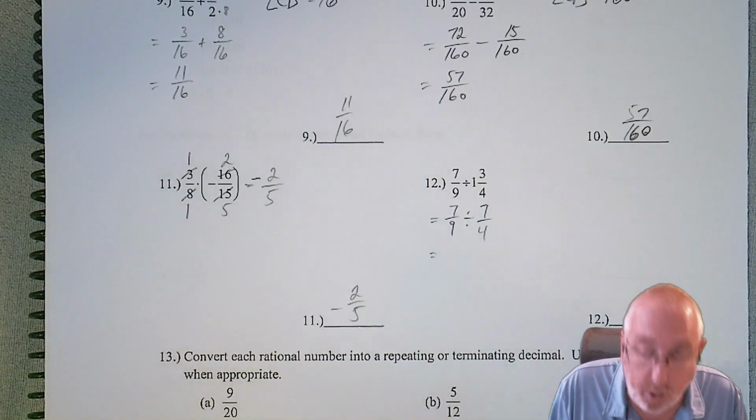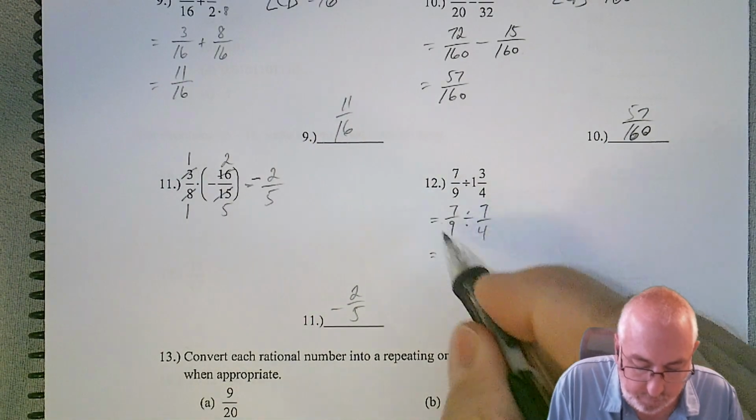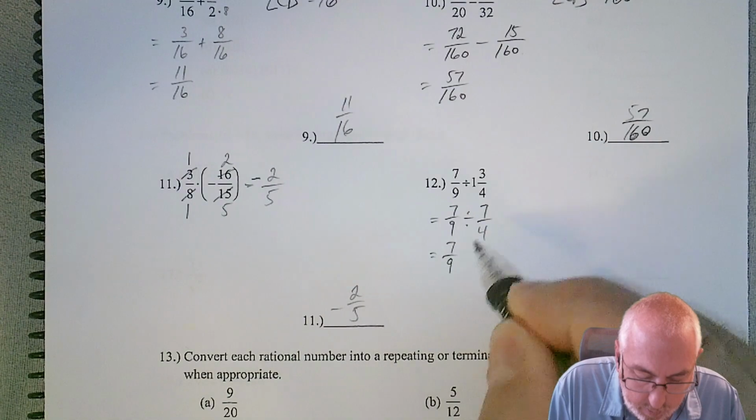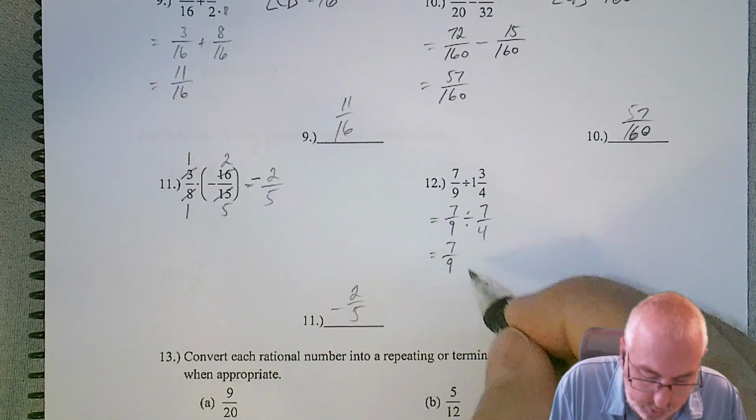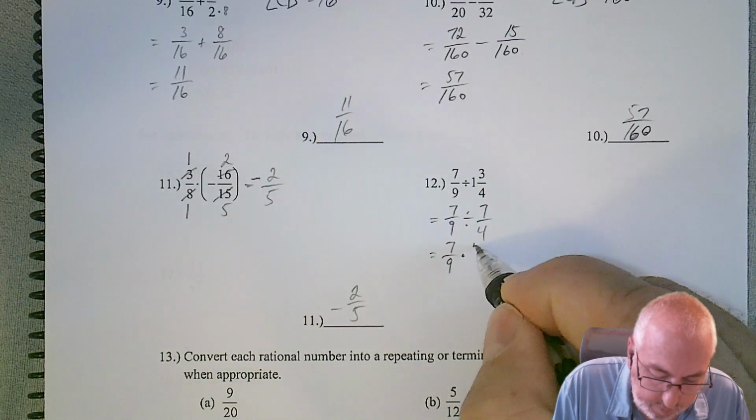So now we can do our same switch flip. Same switch flip. So the first fraction stays the same. Switch our division to multiplication and flip that second fraction.